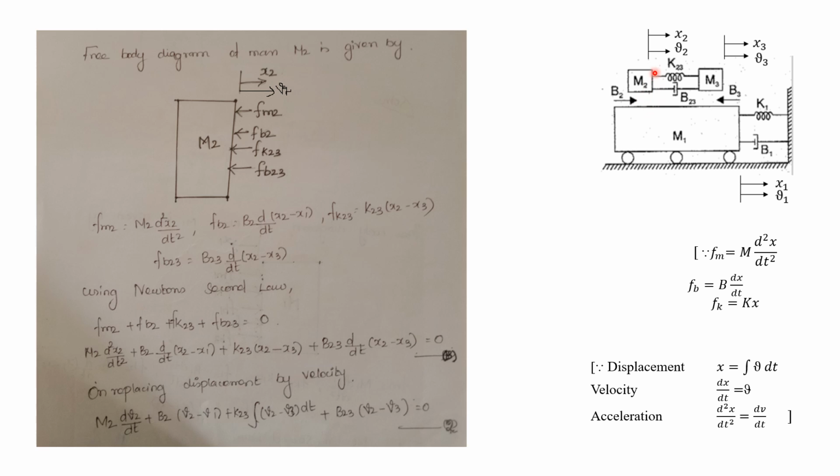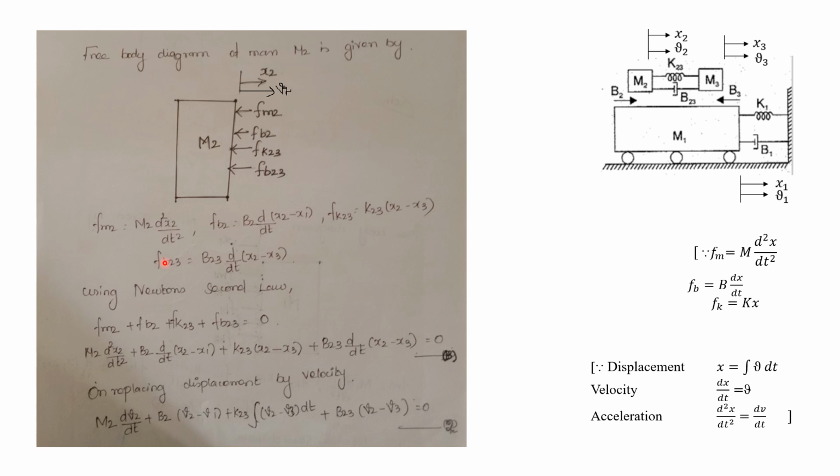Now we are writing the equation for M2, so you have to write the displacement for this M2 first. That is x2 minus x1. Okay. So similarly, what about the value of the next opposing force Fk23? K23 is connected between M2 as well as M3. So while writing the opposing force, we have to write the difference in displacement, that is x2 minus x3, because we are writing the equation for M2. Okay, so Fk23 will be K23 into x2 minus x3.